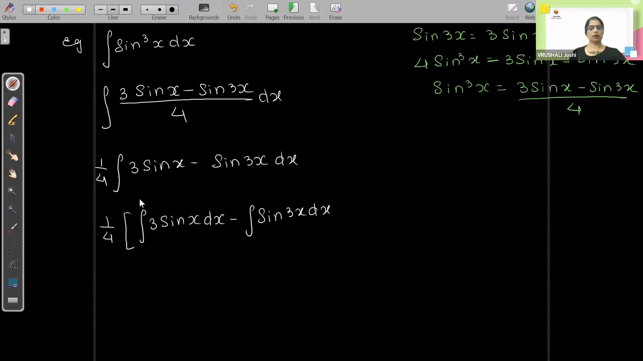Then this will become 1 by 4. This 3 can come out, and you have 3 times minus cos x. Correct? This will be minus sine 3x. Integration of sine 3x will be minus cos 3x by 3. Correct? Oh, sorry, not dx, plus c.